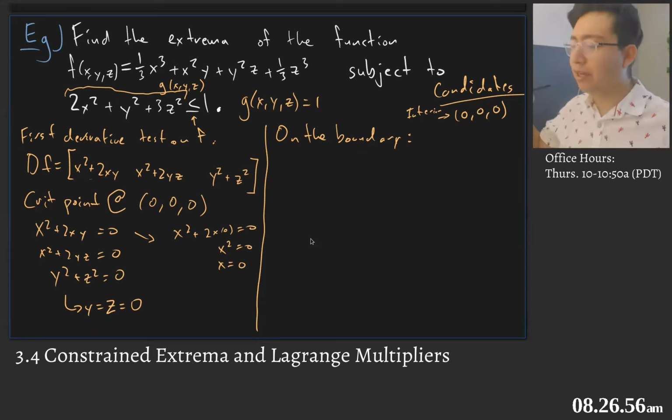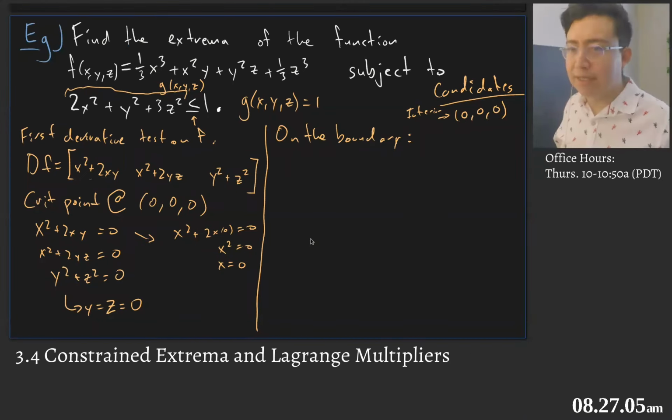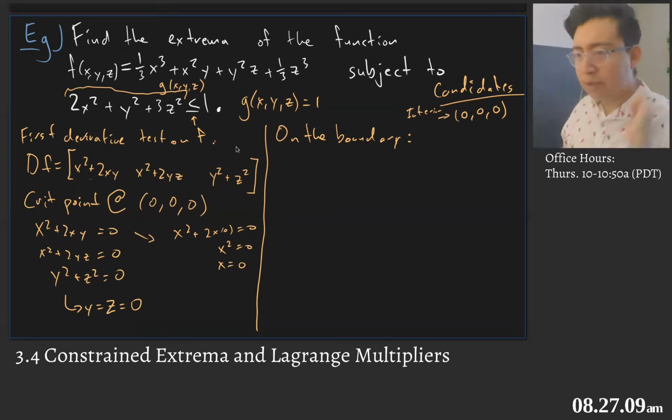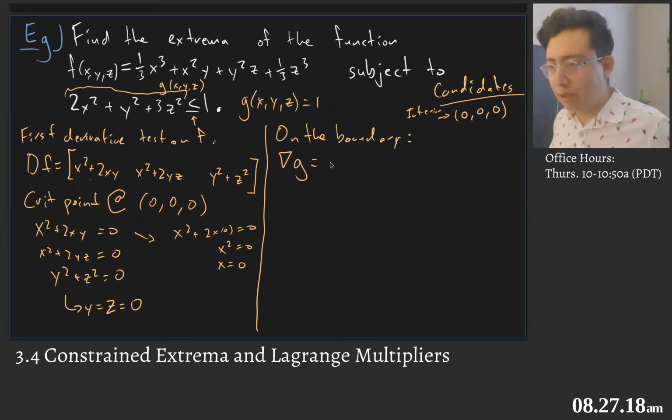I'm going to kind of give a step-by-step of everything. So let's go ahead and use this method of Lagrange multipliers and see what we can get out of this. Okay. So let's start by taking the gradient of G. This is going to be 4x, 2y, 6z.